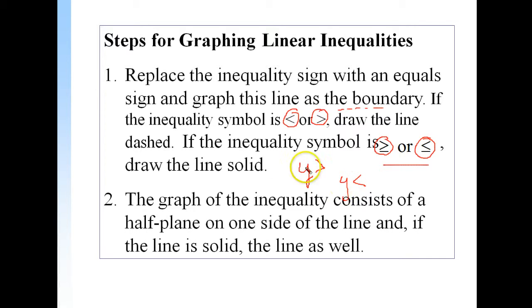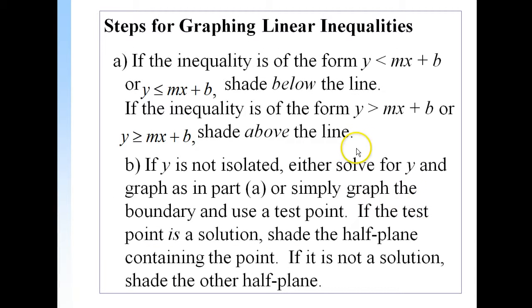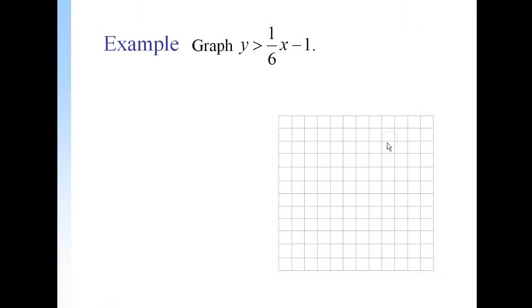So again, if a positive y is greater, we shade above. Positive y is less, we shade below. And there's our slope-intercept form. And they're telling us again above and below the lines. And then if it's only inequality, it's a dotted line. A solid line is used when you have an inequality with an equal sign as well.